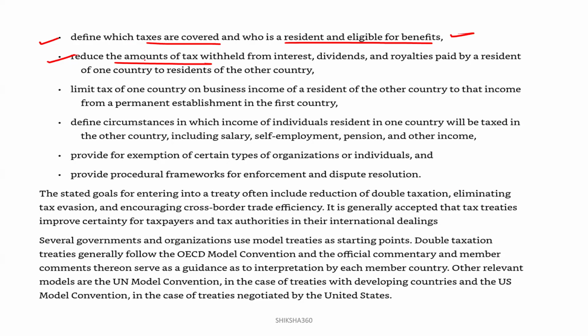Clear? That is the limit on tax. Up to this much amount you have to tax. Limit tax of one country on business income of a resident of the other country to that income from a permanent establishment in the first country.